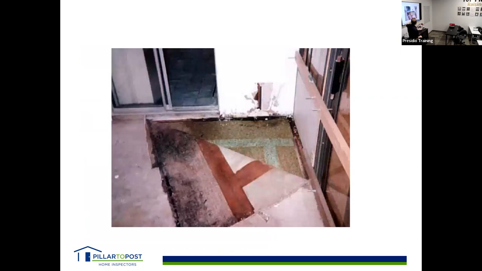Flooring, a lot of times in walkout basements, there's not a good seal there. This one has been going on and on. You can see they've already had to patch and repair the carpeting once, and they keep coming back to it. Again, solve the problem. Don't treat the symptom.